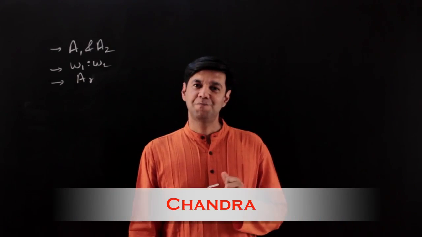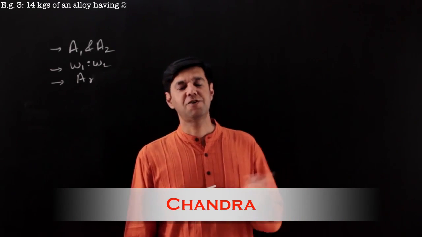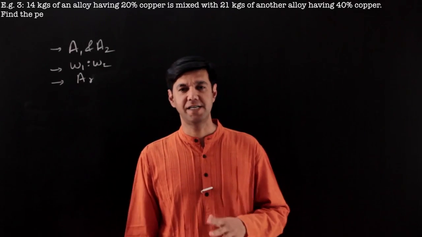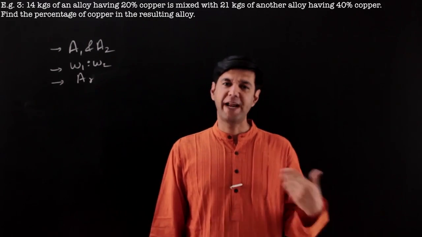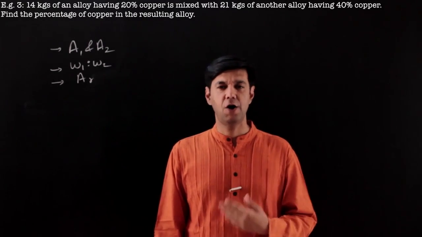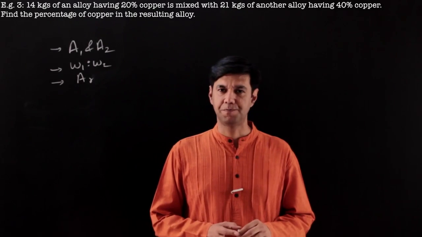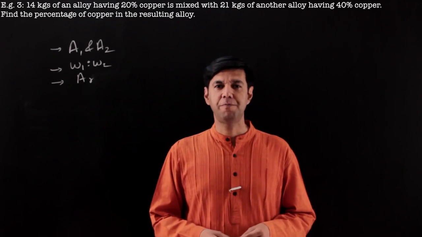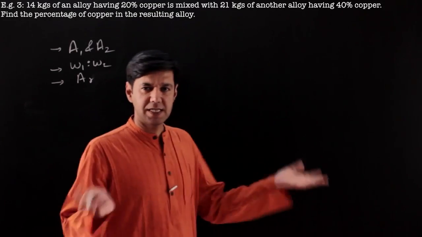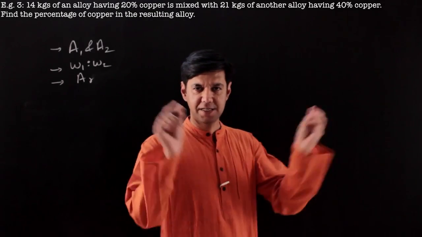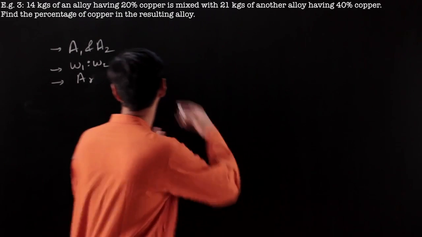The question reads as: 14 kgs of an alloy having 20% copper is mixed with 21 kgs of an alloy having 40% copper. Find the percentage of copper in the resulting alloy. So there's a mixture. We have just seen alligation, looks pretty easy. So let's try this by alligation.